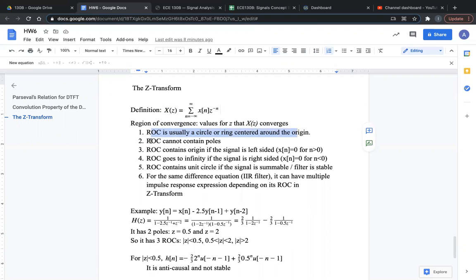And it cannot contain any poles. That means that it has to be finite. And the region of convergence must contain the origin.